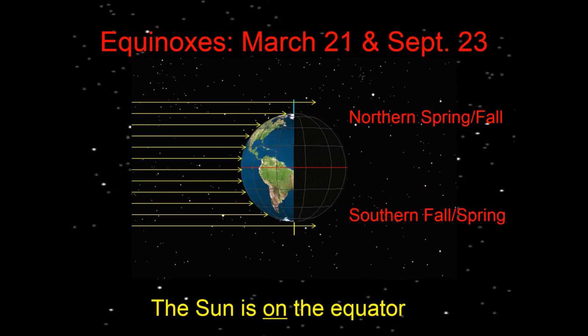So on the equinoxes, this is the time when the sun is on the equator. When the sun is on the equator, we're pretty much uniformly illuminated. So these yellow lines are the light coming from the sun illuminating the Earth. So in the northern spring and fall and the southern fall and spring, everywhere on the globe is pretty much getting the same amounts of energy. The sun is on the equator when it's on the equinox, when it's at a point where the ecliptic and the equator are intercepting. And these occur on March 21st and September 23rd.